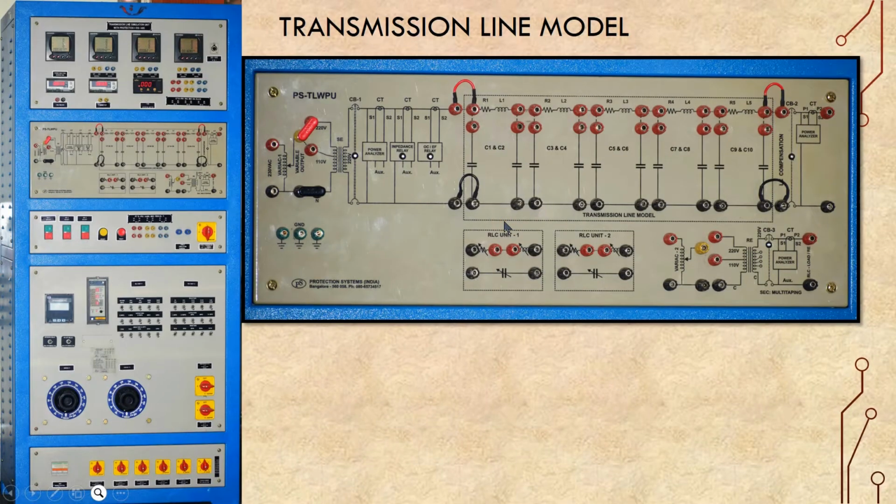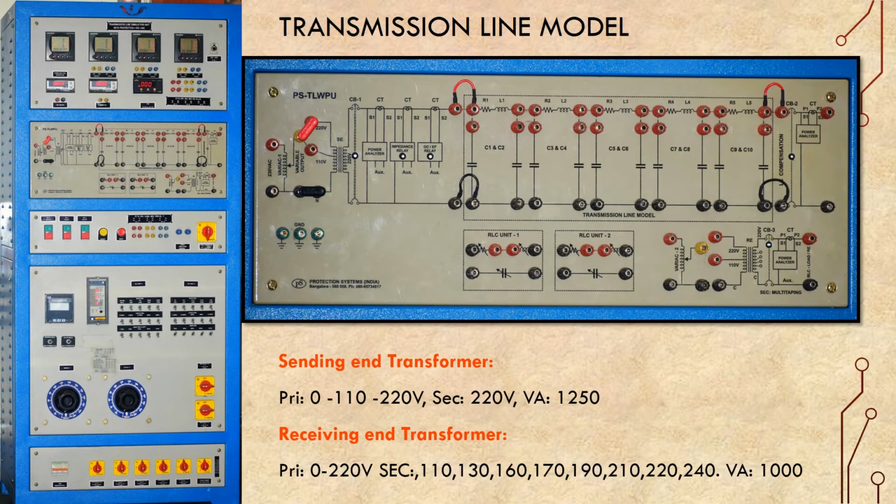If you see the specification of the transmission line which we have in this experiment, look at the sending end transformer. Their input is 0, 110 and 220. Tappings are there for 110 volt and 220 volt input given to the sending end transformer, and the secondary is fixed at 220 volt and its VA rating is 1250. This is the 1.25 kVA transformer.